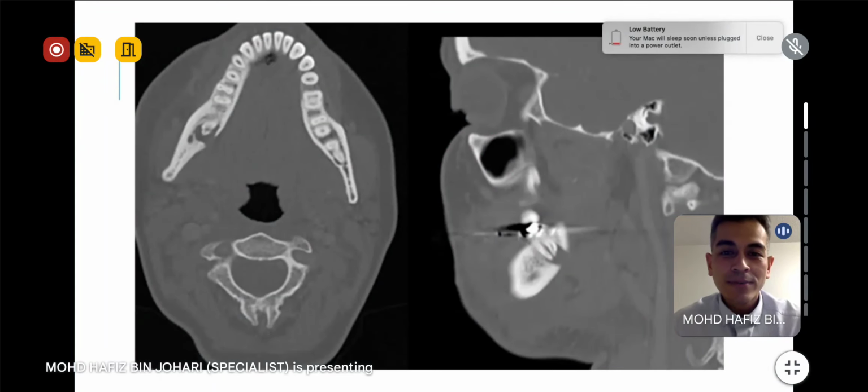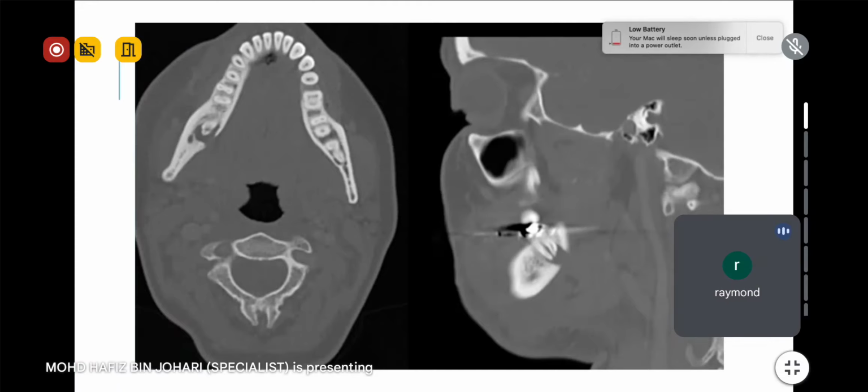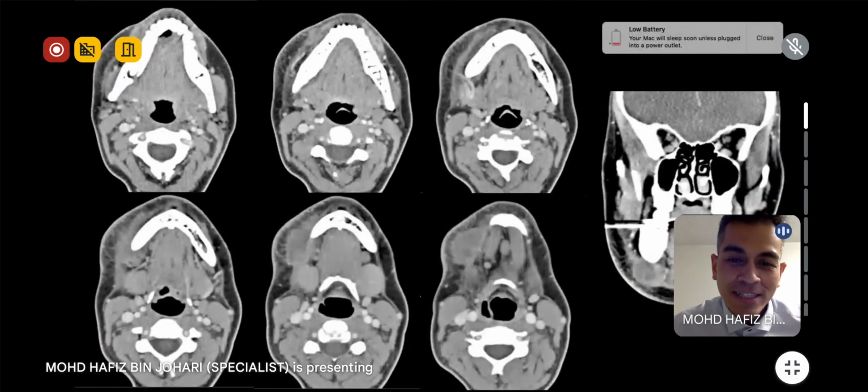So what about if I show you this one? What are you going to comment? There's a periapical erosion of the right lower molar. Sorry, right lower molar. How do you conclude this? This is an odontogenic abscess. Yes, correct. You did great.